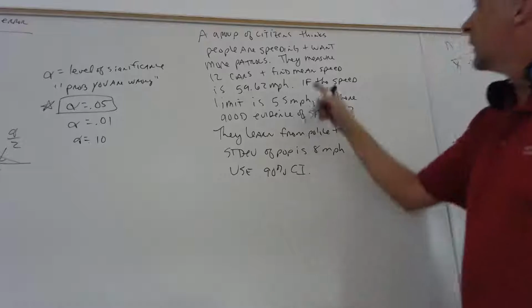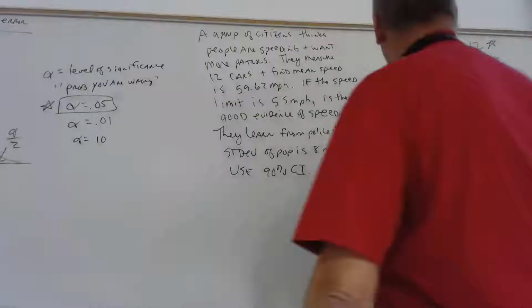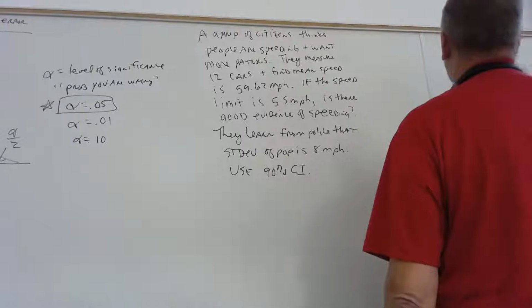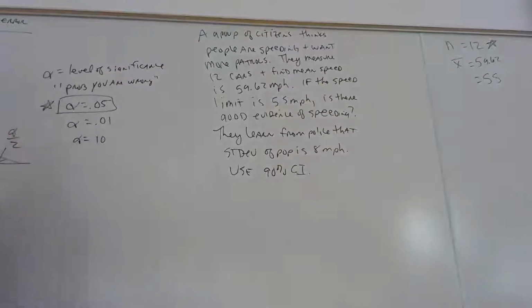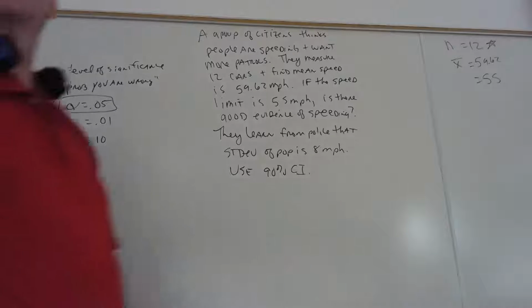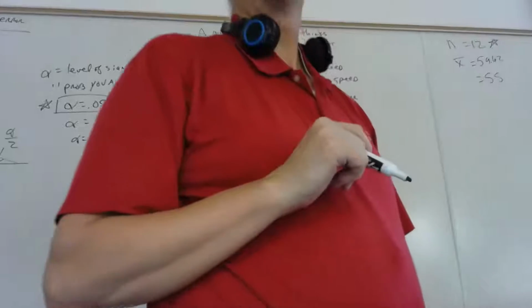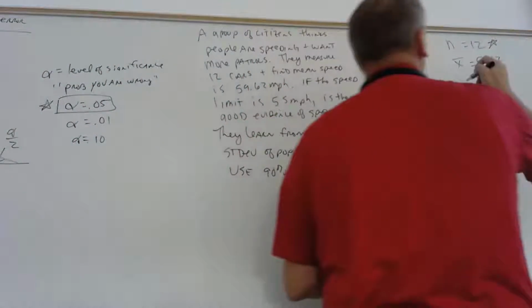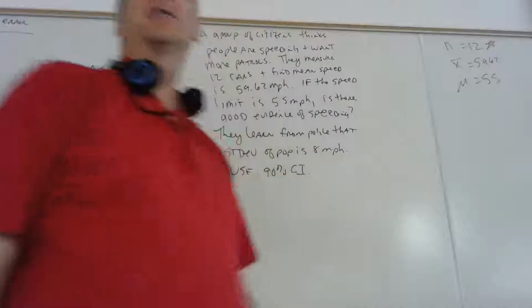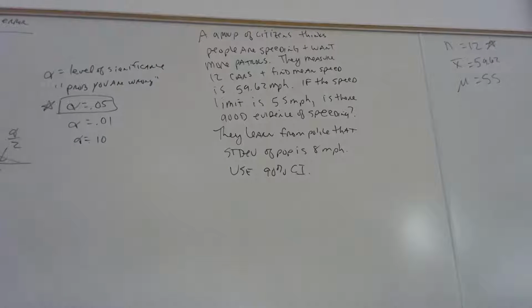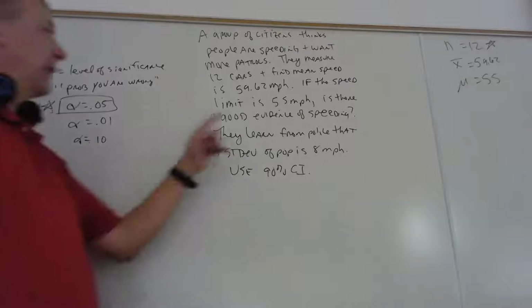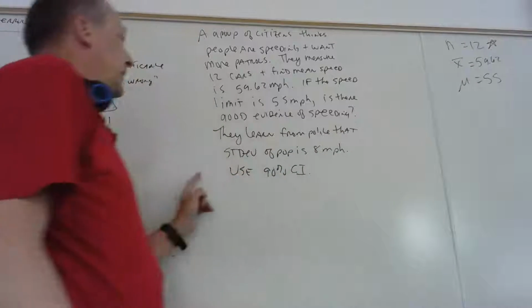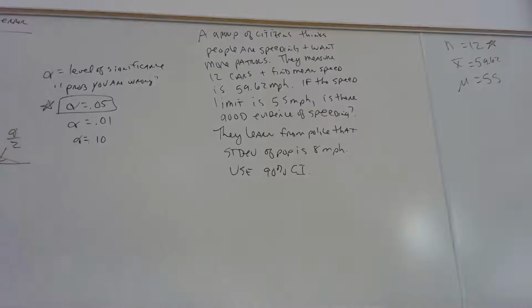If the speed limit is 55 miles per hour, what do you think we should call 55? Mu. Why mu? Because that's the speed limit. That's what the population is supposed to be doing, right? The citizens don't think that's what's happening, but that's what's supposed to happen. So we're going to use that as a population. Is there good evidence for speeding? They learned from the police that the standard deviation of the population is 8 miles per hour.